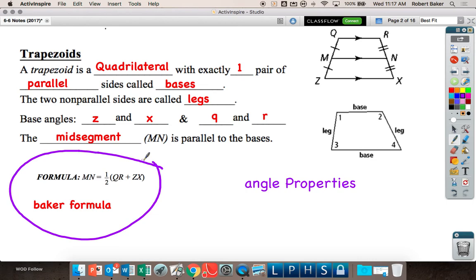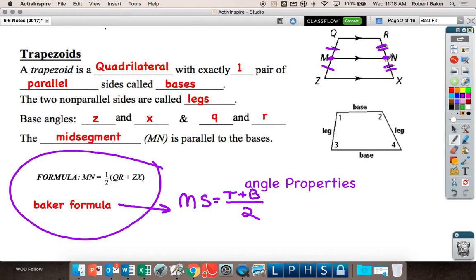I like to say this. This is my formula. The mid-segment is equal to the top plus the bottom divided by 2. It's half the sum of the bases. So the line in the middle is a mid-segment. A mid-segment is still created by connecting midpoint to midpoint.